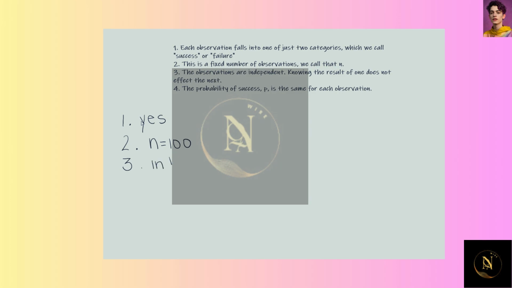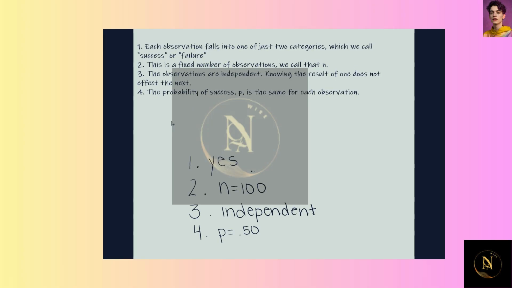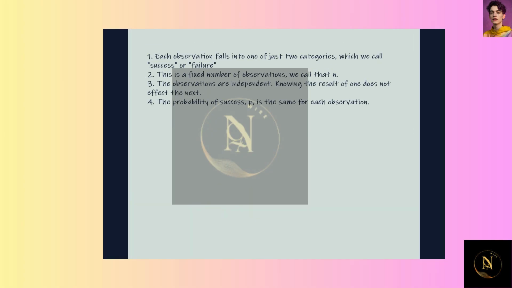Each observation is independent because the first person does not affect the second person's opinion. And lastly, the probability of success is the same for all observations because you either like the soap or you don't. The next example says tossing a coin 100 times.